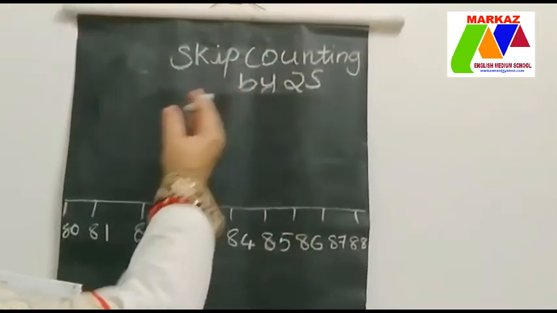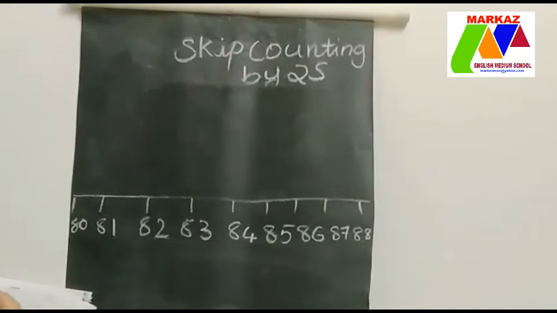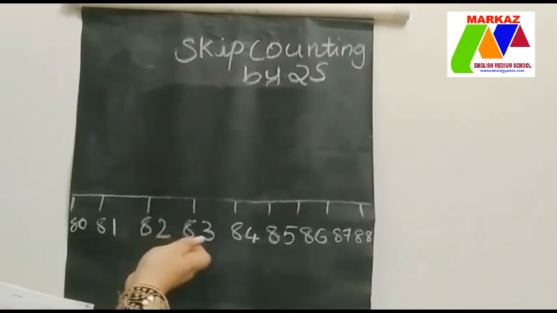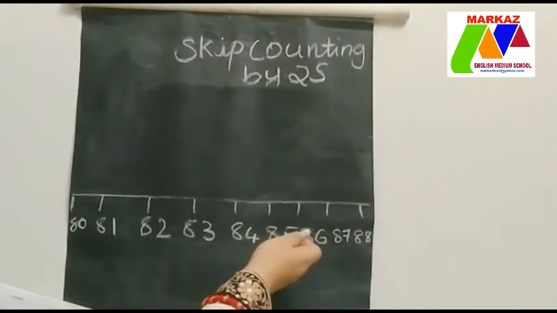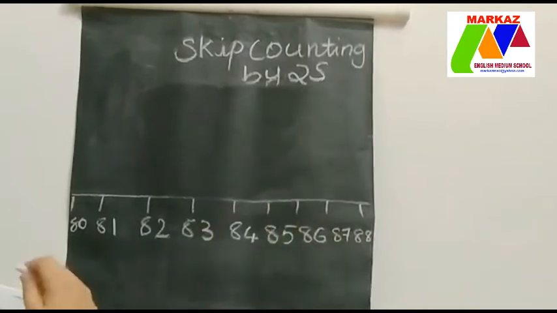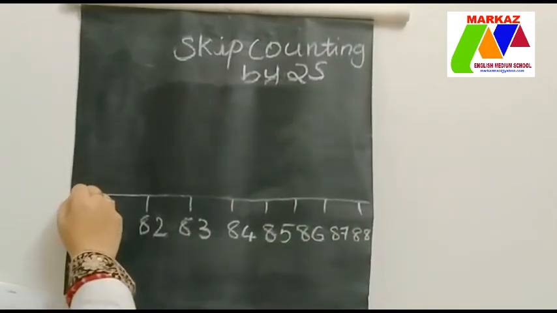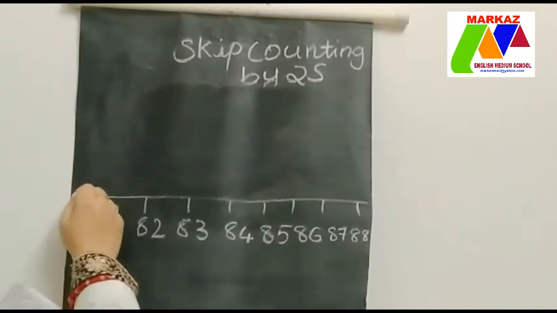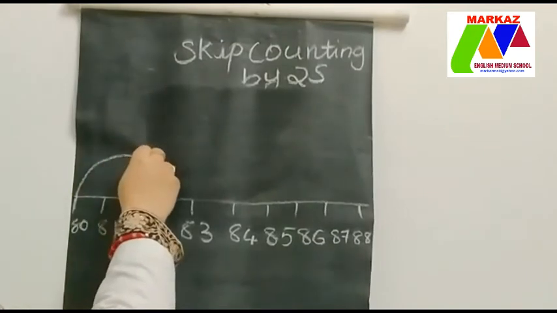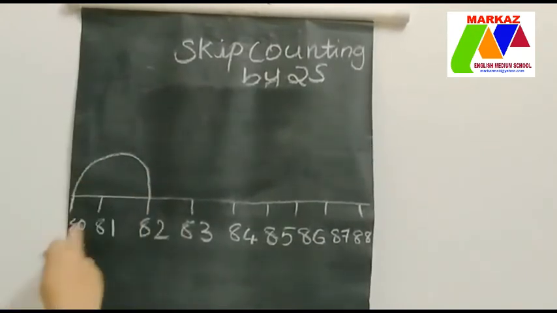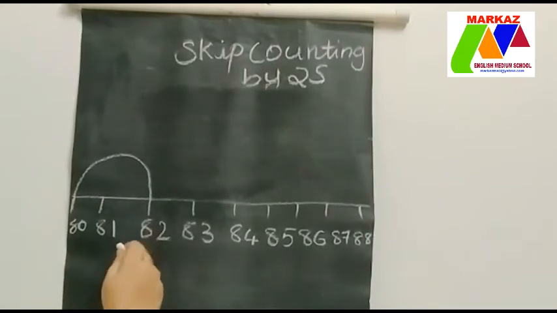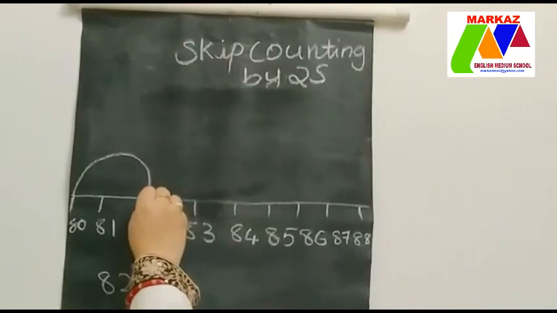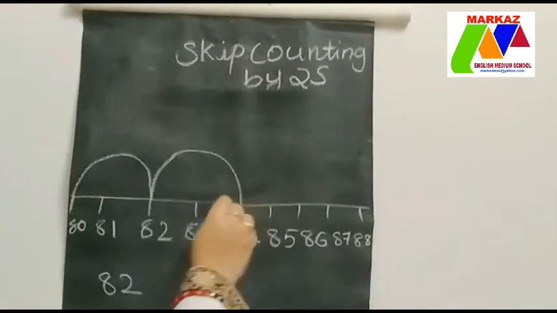Next, skip counting by twos using the number line. Here we can see a number line. The numbers are 80, 81, 82, 83, 84, 85, 86, 87 and 88. Start from 80. Then we skip one number, that means 81. So we move here. Skip one number, that means 82. Then we skip another number, that means 84.